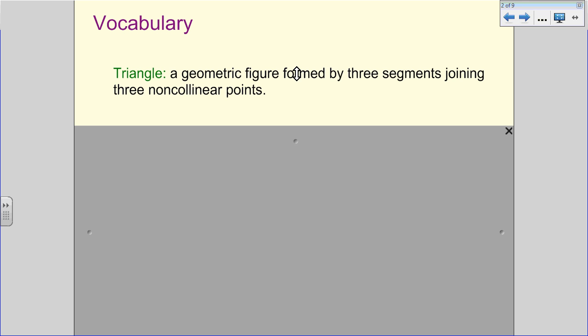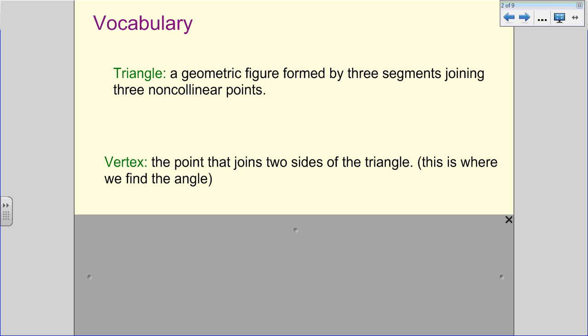All right, so our vocabulary. Triangle is a geometric figure formed by three segments joining three non-collinear points. So the three points cannot all be in the same line. Two of them will be collinear, but then the third point will not be. And then vertex. It's the point that joins two sides of the triangle. Those three segments meet at a point, and that point is called the vertex. This is where we find the angle. So when we talk about vertex, we often think of it as the angle. The vertex is actually a point.